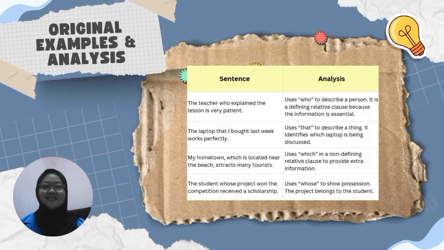The third sentence is: my hometown, which is located near the beach, attracts many tourists. This is a non-defining relative clause because the information between commas is additional information. The last example is: the student whose project won the competition received a scholarship. In this sentence, whose shows possession because the project belongs to the student. This example shows that choosing the correct relative pronoun depends on the noun we are describing.